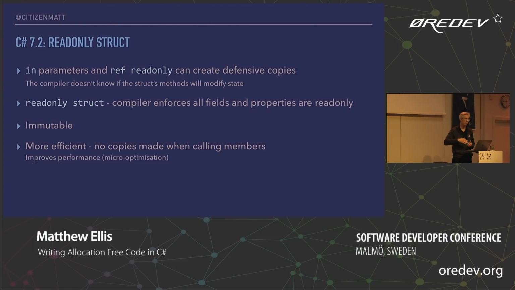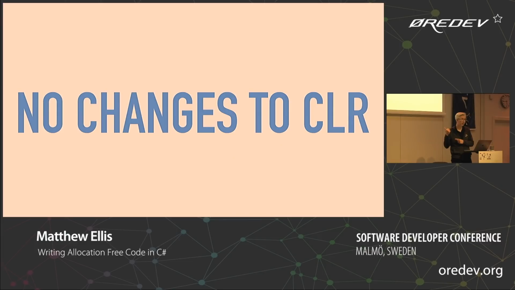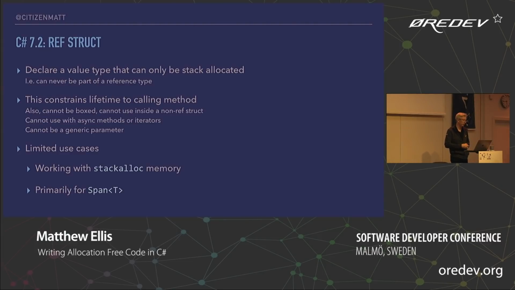You then have to mark all of your fields in there as being read-only as well. And so you get an immutable struct. And then the compiler knows that it can't change anything, that your methods can't change anything because all of your fields are read-only. And so you know it's immutable in its state, and again, no copies get made. So again, micro-optimization, but we're missing out on copies. The key thing with all of this is there's no changes to the CLR, so that's a good thing. It's just all in the code and all in the compiler.